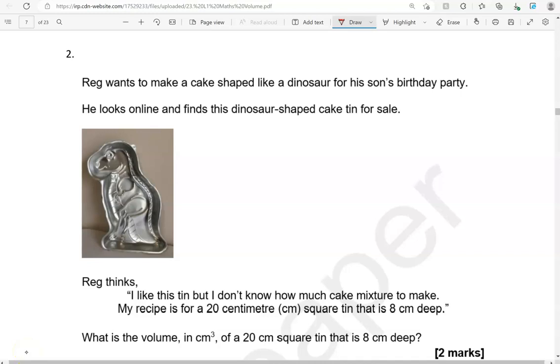Reg wants to make a cake shaped like a dinosaur for his son's birthday party. He looks online and finds this dinosaur-shaped cake tin for sale. Reg thinks, I like this tin, but I don't know how much cake mixture to make. My recipe is for a 20 centimeter square tin that is 8 centimeters deep. What is the volume in cubic centimeters of a 20 centimeter square tin that is 8 centimeters deep?